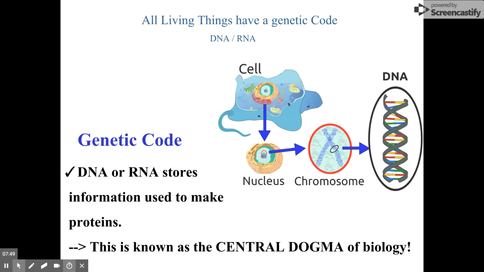Last one, characteristic number eight. So all living things have a genetic code. That genetic code can either be DNA or RNA. The more common one that we'll talk about this year is DNA, and how DNA stores a molecular code that will eventually be transcribed into RNA, and that RNA will eventually be translated into a protein. We call this entire process the central dogma of biology, and you're going to get to know this very, very well throughout this year of biology.